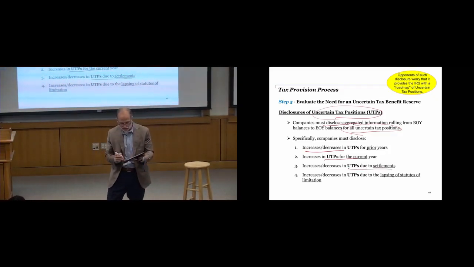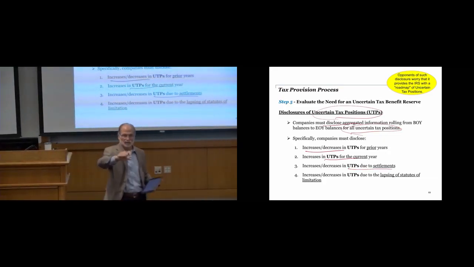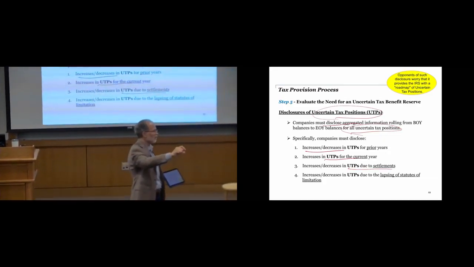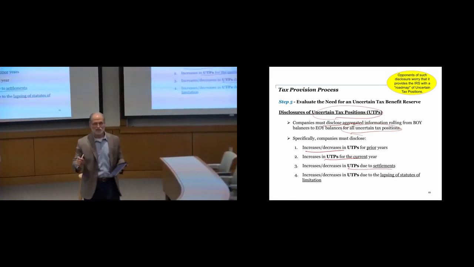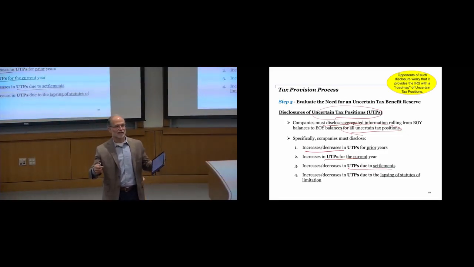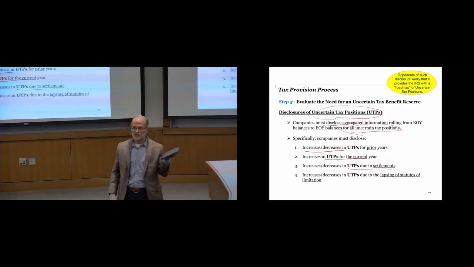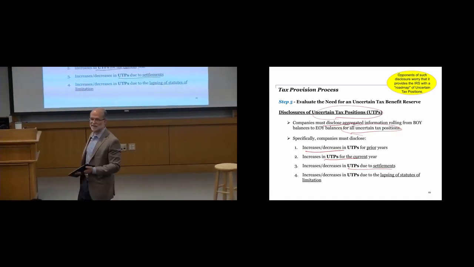Increases or decreases in UTPs due to settlements. So if you settled a case, then I want to know what you had reserves for it. If you reserved 100 and you settled it for 25, did the government leave money on the table? Because you were concerned up to a $100 level, and I only got 25 out of that.